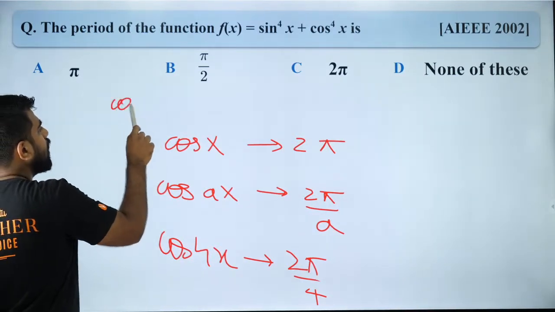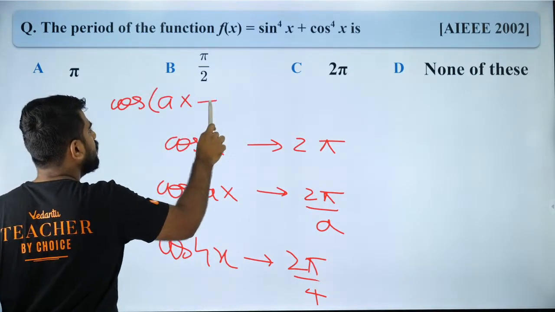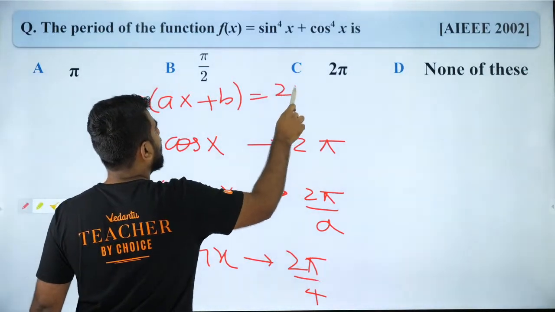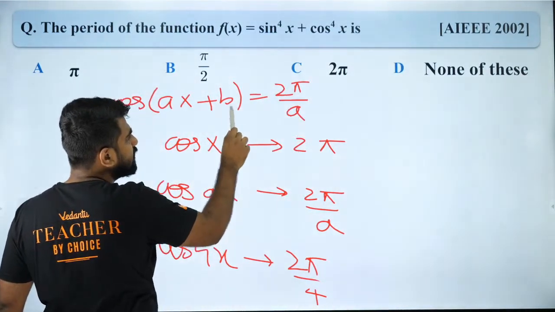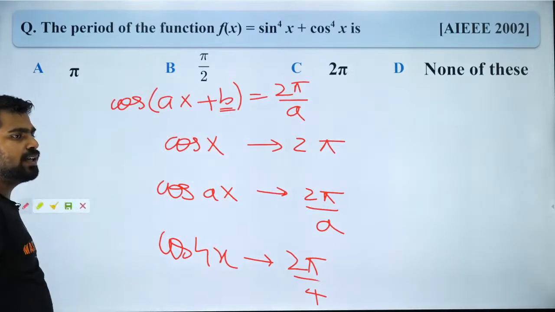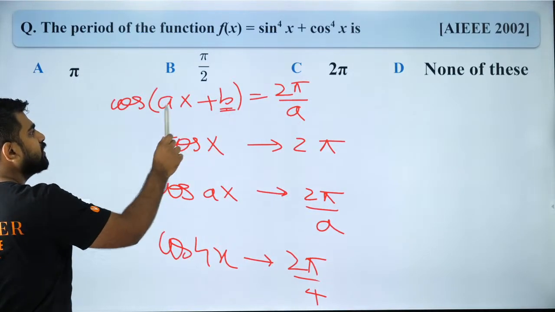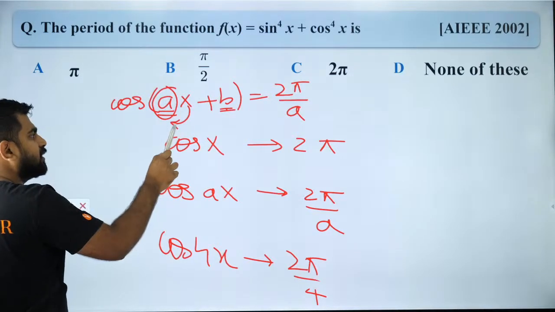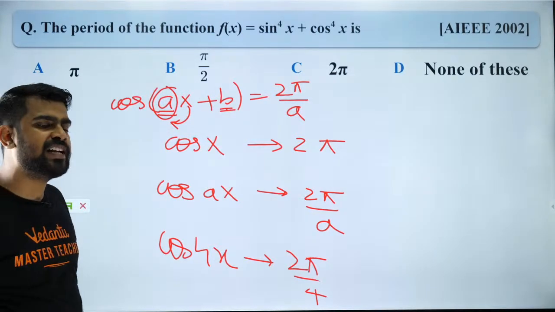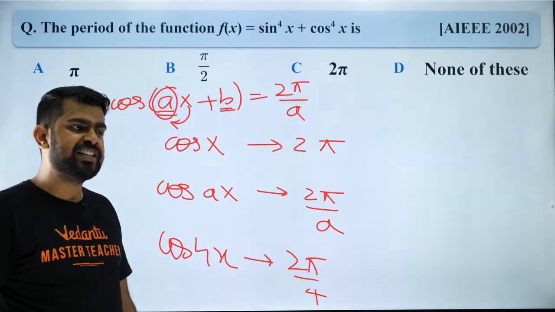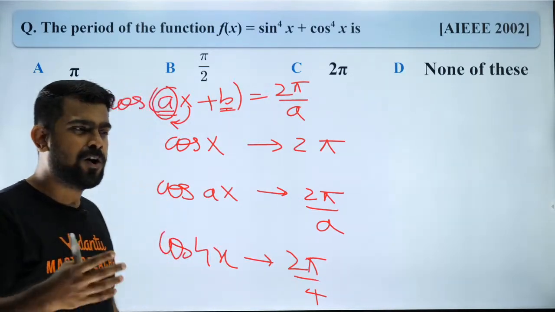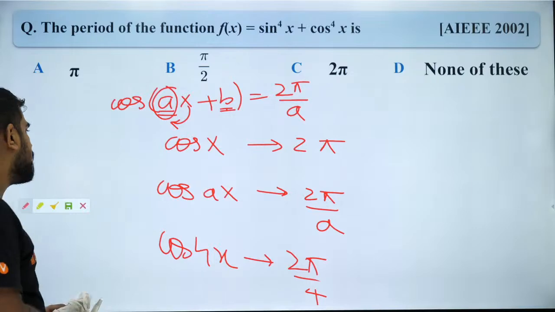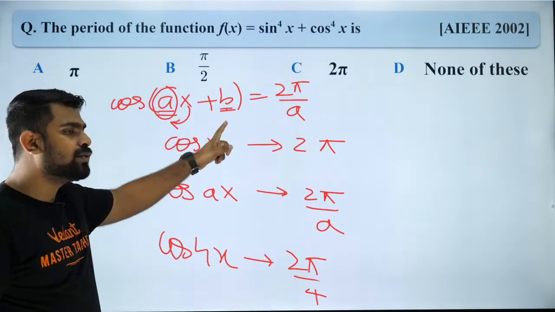So even if you have cos of ax plus b, the period will still be 2 pi by a, because this constant will have no effect. The constants will have no effect. The periodicity is affected only by the coefficient of x. You might have studied this a lot in your SHM, in physics, in waves and all those related chapters. There you study this quite frequently.